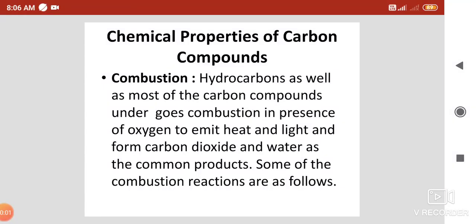Good morning, students. Today we are going to start with the chemical properties of carbon compounds. In the previous standard, we learned that carbon in the form of various allotropes, on ignition in the presence of oxygen, undergoes combustion to emit heat and light and forms carbon dioxide. Similarly, hydrocarbons and most carbon compounds undergo combustion in the presence of oxygen to emit heat and light and form carbon dioxide and water as the common products.